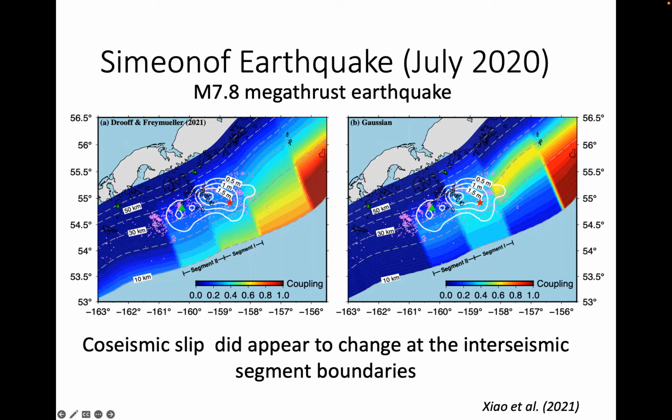Slip deficit, since I haven't defined that, I should define that. It's the difference between the long-term plate motion rate and the slip that's actually happening. So if the interface is not moving at all, there's a slip deficit equal to the plate motion rate.